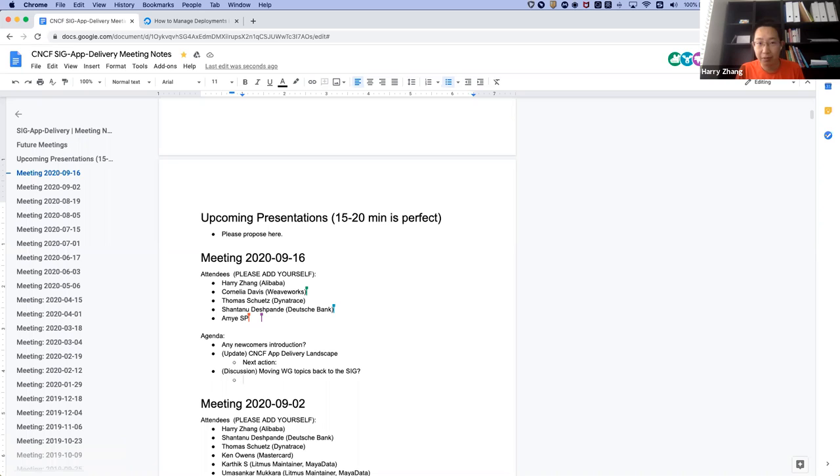So we are proposing that we move those discussions back to the SIG. This is a general idea, and not determined yet. We're just thinking about that. We would also like to see what you think about moving the discussions in the working groups back to the SIG, so we can gather people to discuss these topics instead of splitting them into different meetings. So what do you think? Any ideas regarding that?